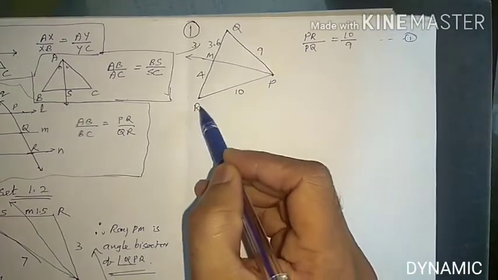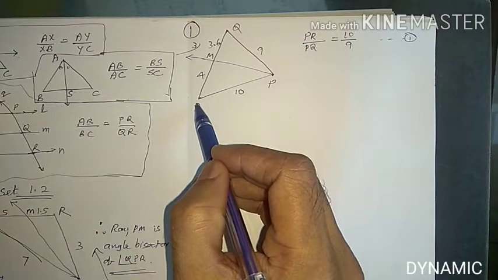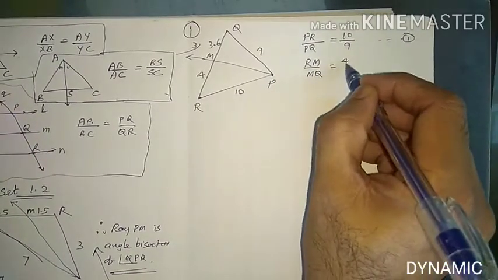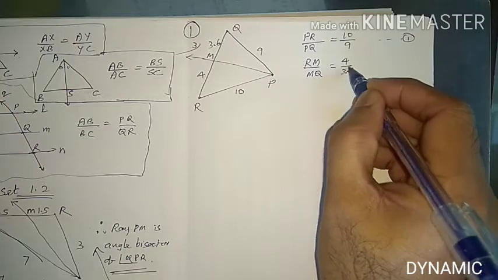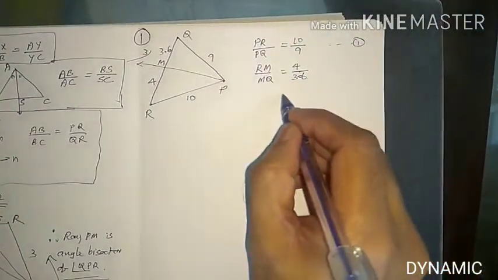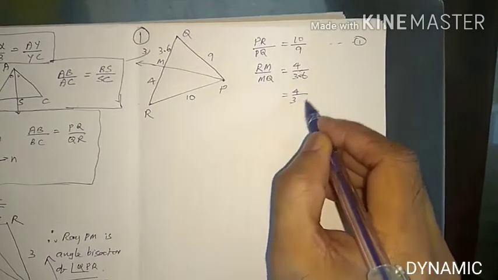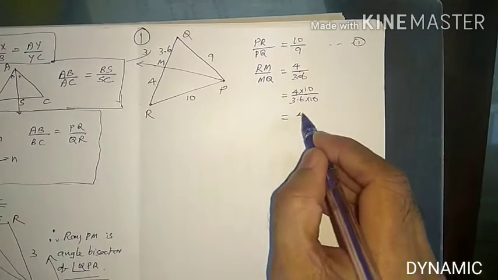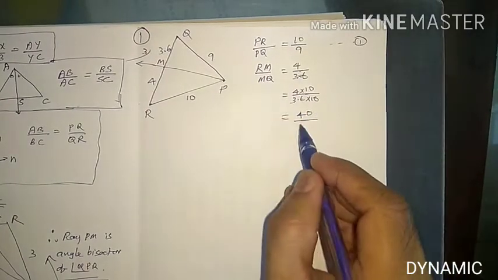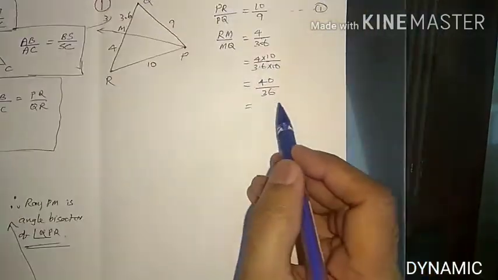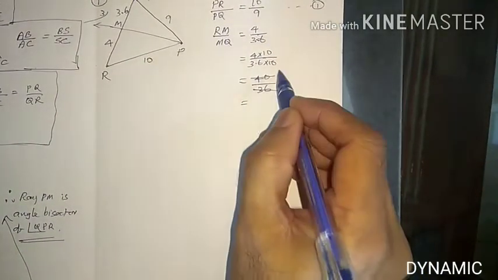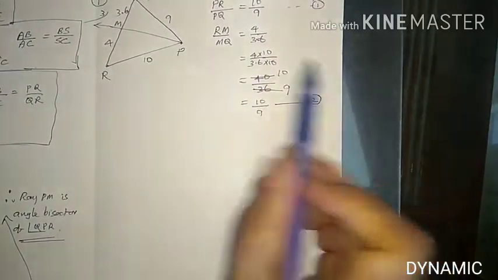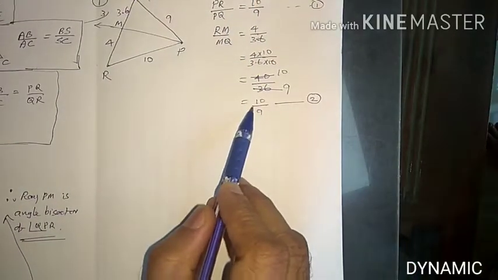Now see, PR upon PQ. So M is on QR, which means from here we have to start: RM upon MQ. RM is 4 upon MQ is 3.6. This we make into 4 upon 3.6, and multiply both numerator and denominator by 10. 4 tens are 40 upon 3.6 into 10, 36. The common factors are there: 9 fours are 36, 10 fours are 40, meaning 10 upon 9. That is the second result. See, the first is 10 by 9, and the second also 10 by 9. These are equal.